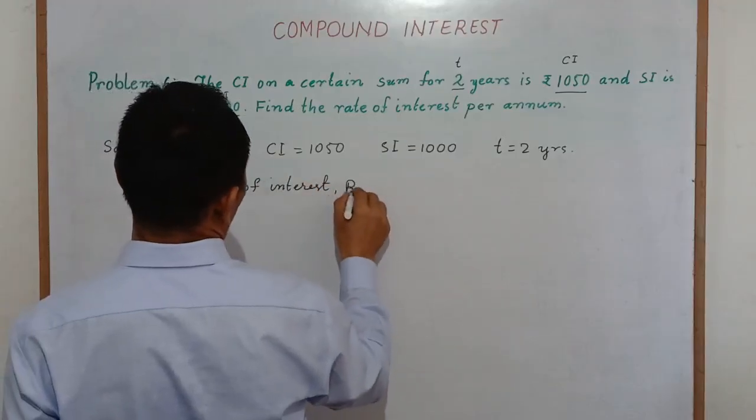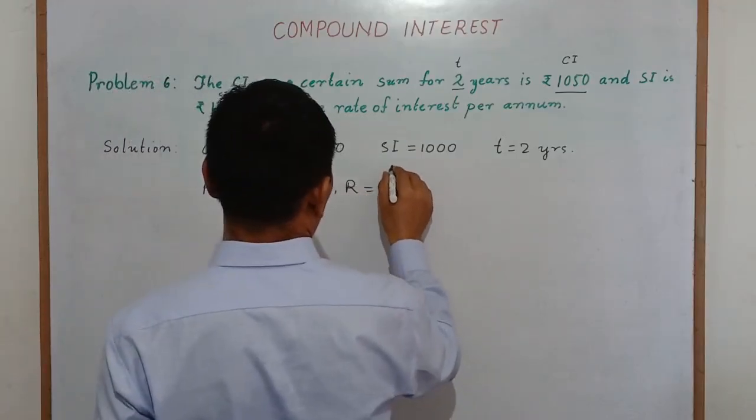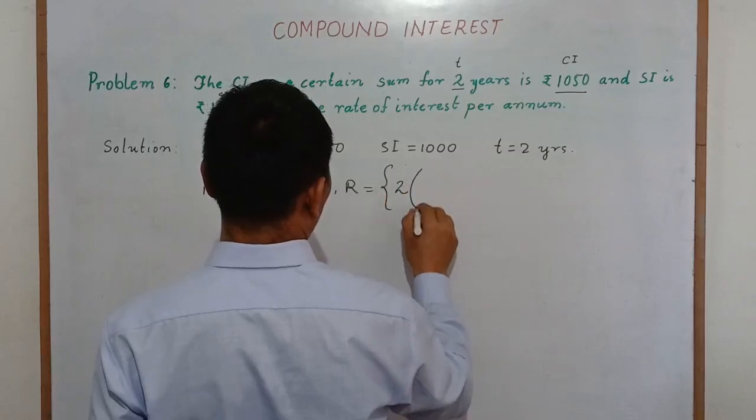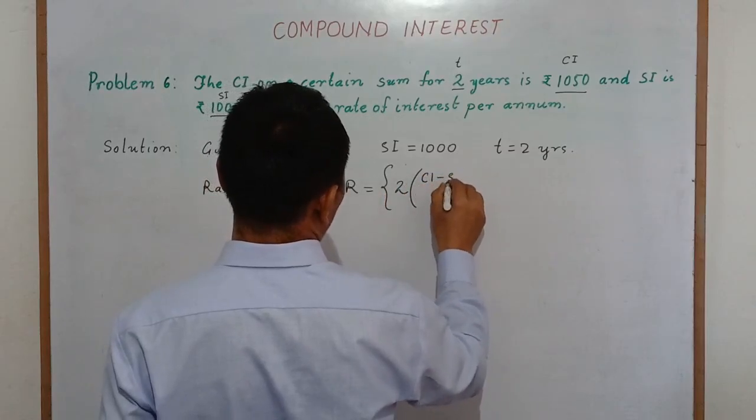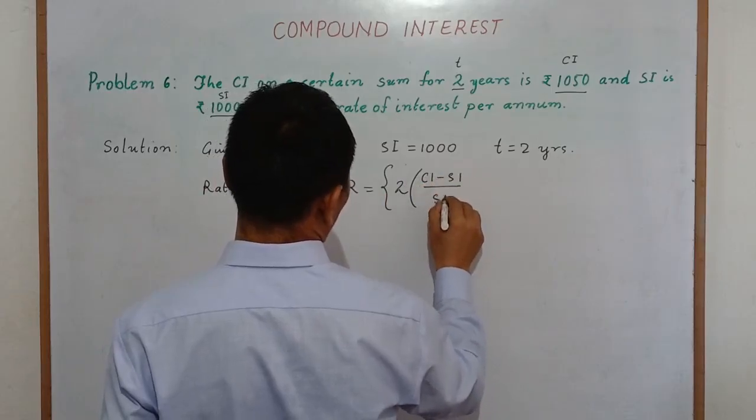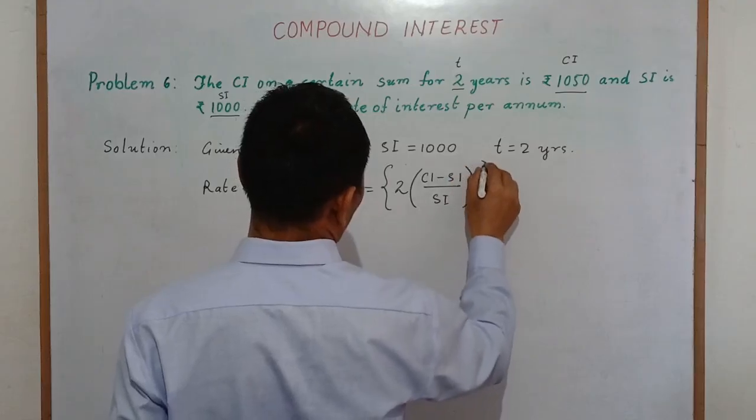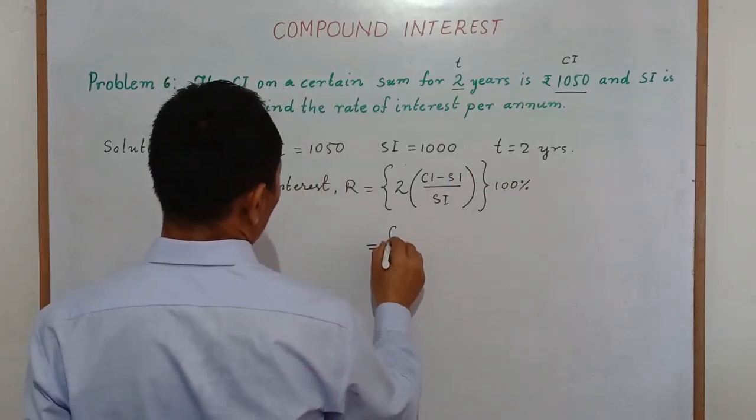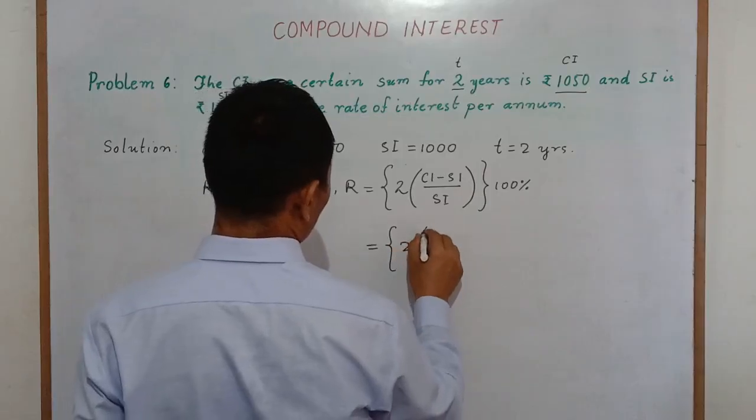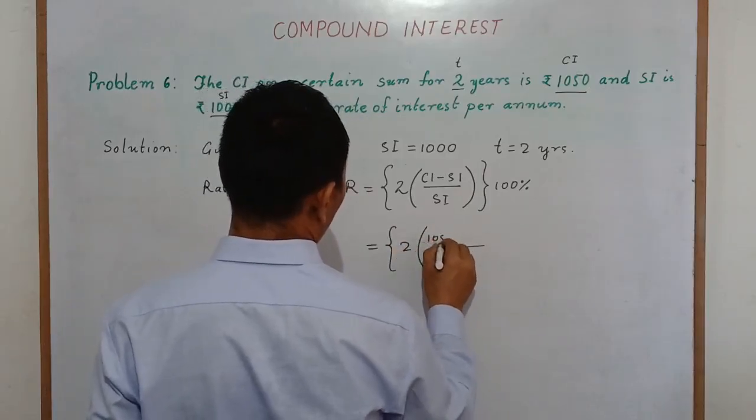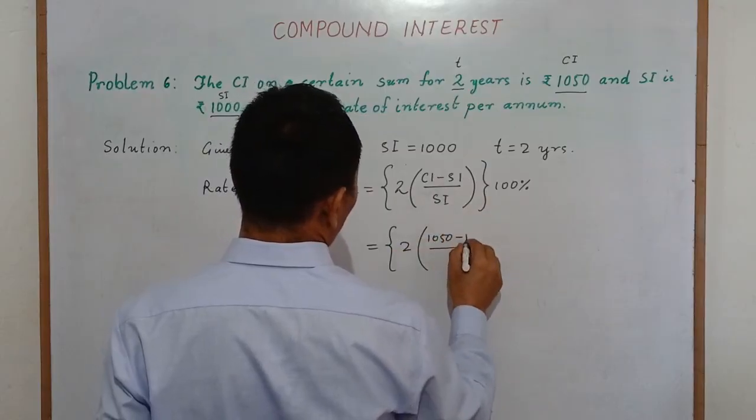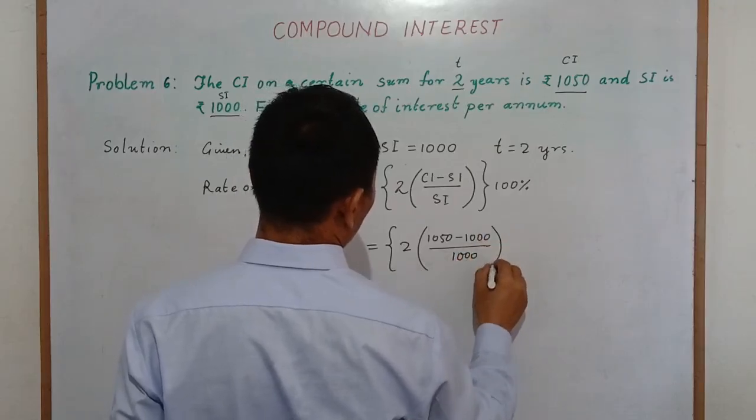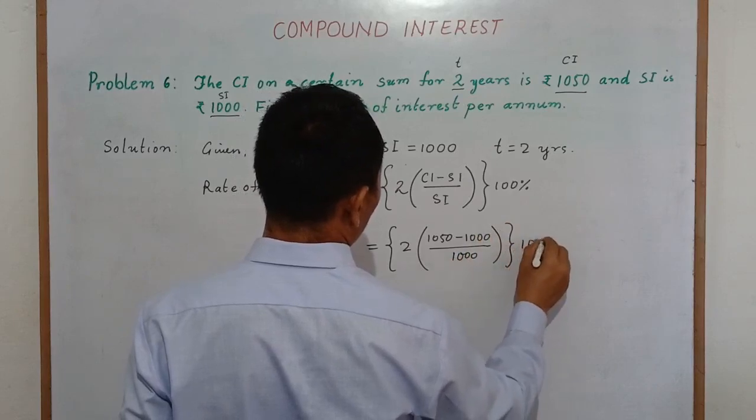So rate of interest R is equal to 2 into (CI minus SI) divided by SI into 100%. Here CI is 1050 minus SI 1000, divided by 1000, into 100%.